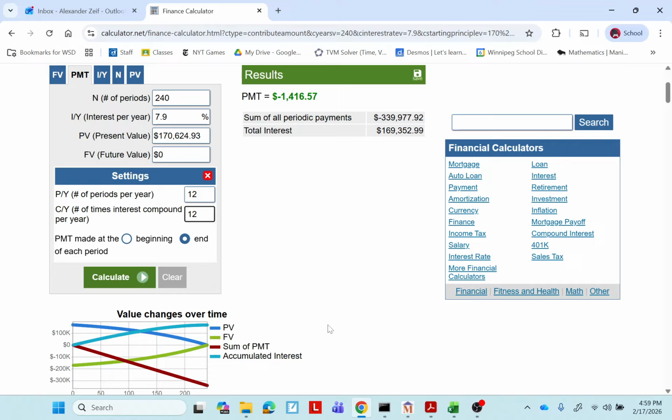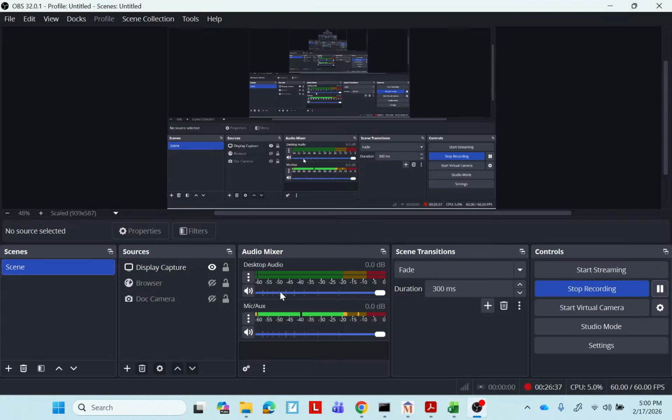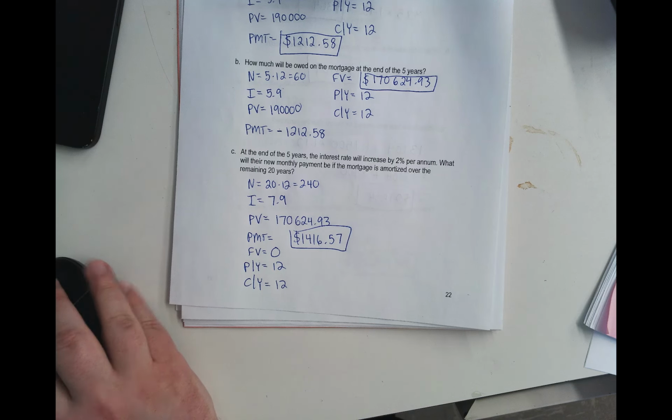So when we flip over to the financial calculator, I've got all my information entered here, and I hit calculate. The monthly payment has gone up to $1,416.57. So that is our new monthly payment right there.